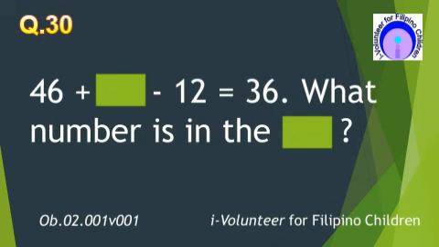Number 30. 46 plus blank minus 12 equals 36. What number is in the blank? The answer is 2.